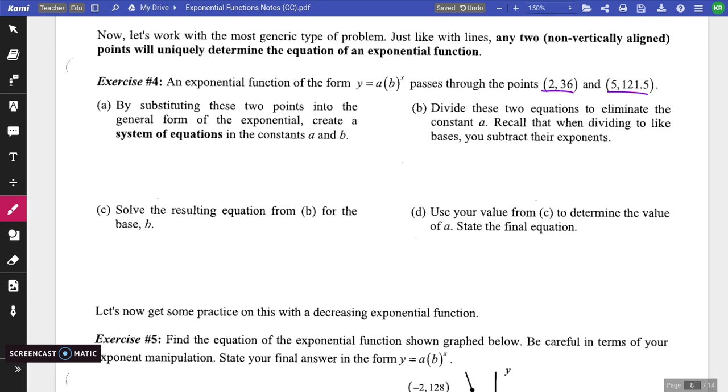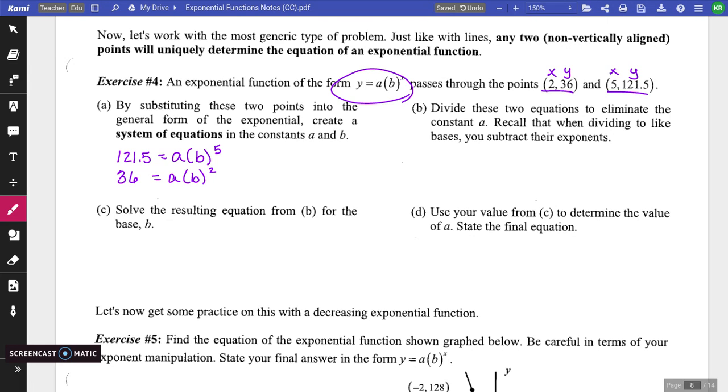To start us out, we are going to take each of our ordered pairs. They're both an x coordinate and a y coordinate, and we're going to plug them into our exponential equation. So I'm going to do that second point first: 121.5 equals A, I don't know, B, I don't know, but the x is 5. Similarly, with our other point, we're going to go 36 equals A times B squared. My x is 2. So I've written my system of equations.